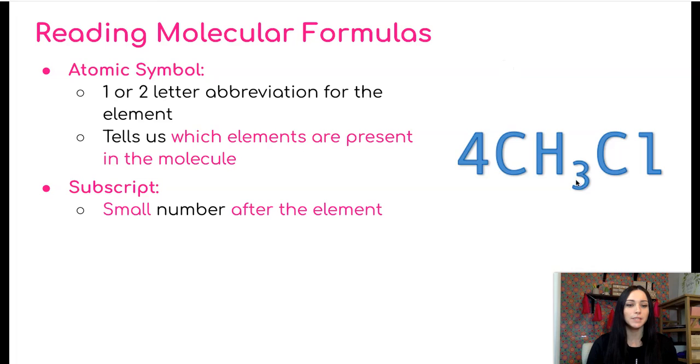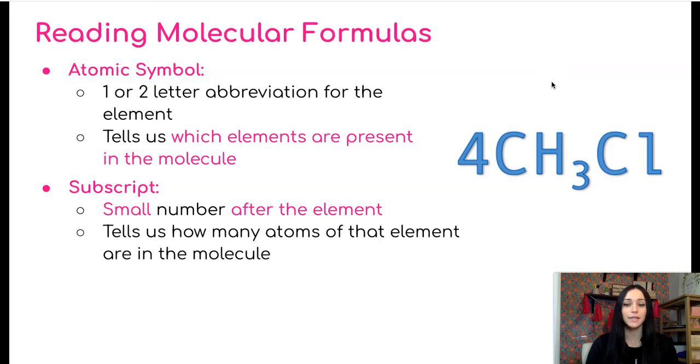The second piece of information that the molecular formula tells us is called the subscript. The subscript is the small number that comes after the element. This tells us how many atoms of that element are present in the molecule. In this example, my hydrogen has a subscript of 3, the small number that comes after the hydrogen. That tells me that there are 3 hydrogens present in this molecule. Another trick that you should know is that none means 1. If there's no subscript actually written in the formula, we assume that means 1. So for my carbon, I would assume that there is 1 carbon present, and for my chlorine, I would assume there's also 1.